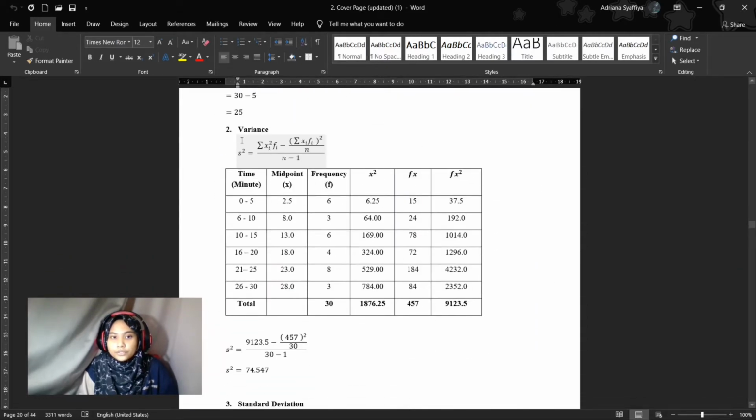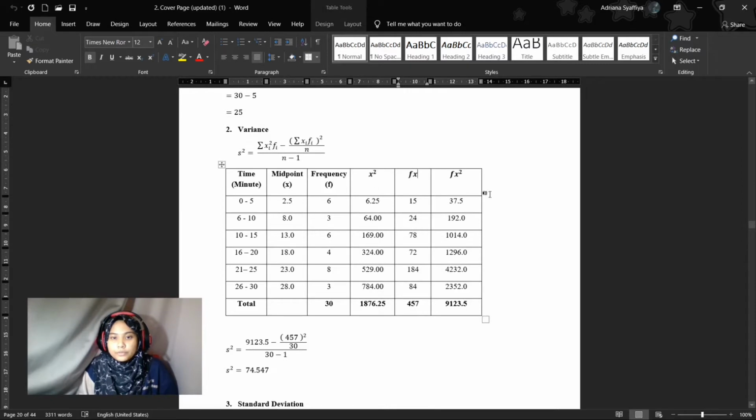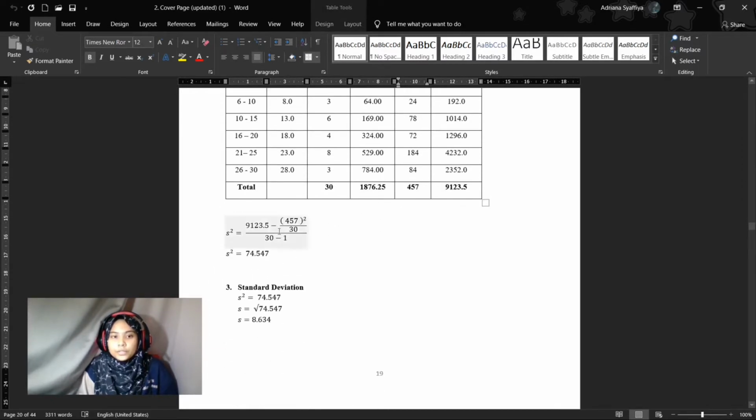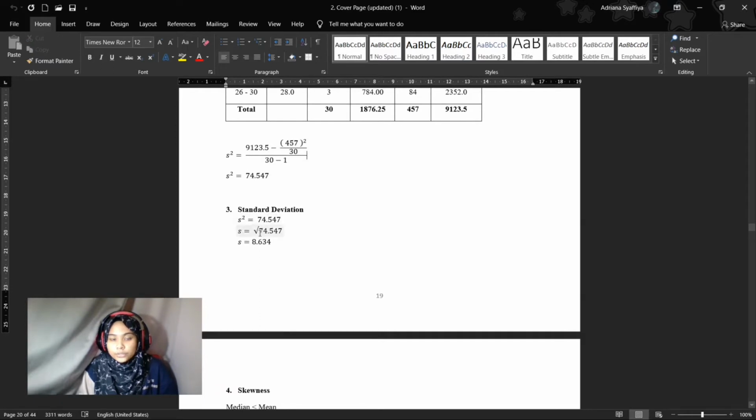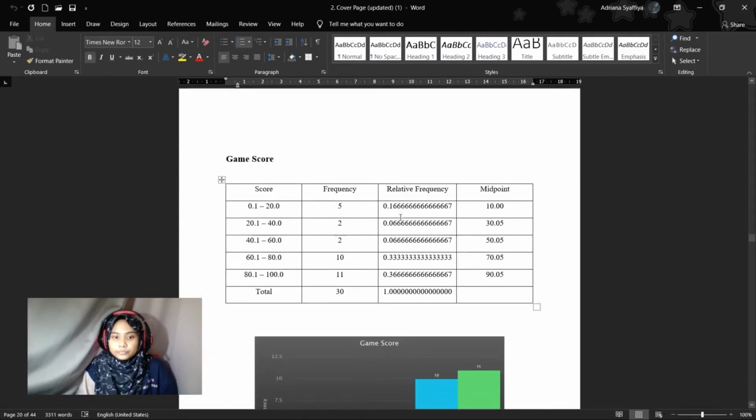And the variance, we use this formula to find it. And then we use this table to count x to the power of 2, fx, and f times x to the power of 2, and then we put all the numbers into the formula, and then we got the variance, which is this. And for standard deviation, we just square root the variance and then got the standard deviation. The skewness, we just look at the median and mean, see if it's more or less, and then we got whether it is left, right, or middle.